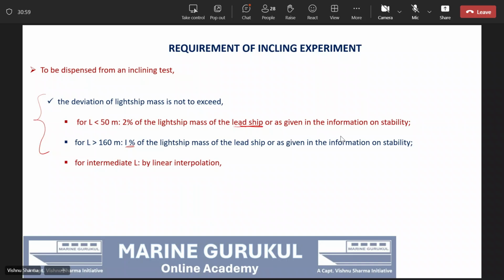Is it clear? If there are sister ships and you are seeking dispensation from, or exemption from, inclining, then the lead ship and the ship in question, their light ship displacement should fall within these tolerance limits. Is that clear, beta? Yes, sir.